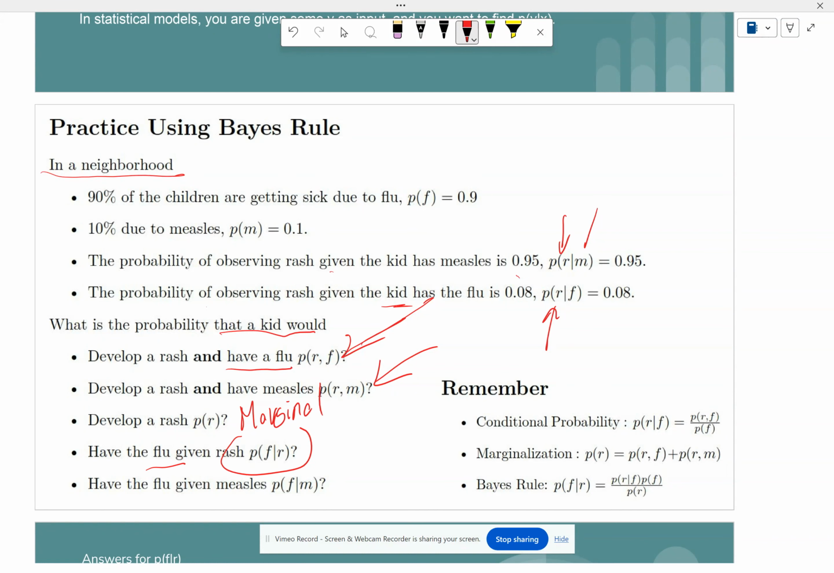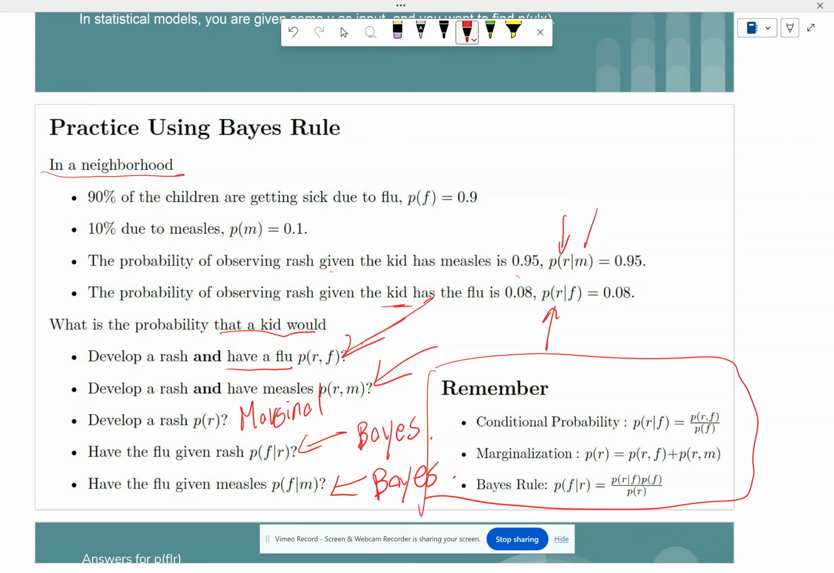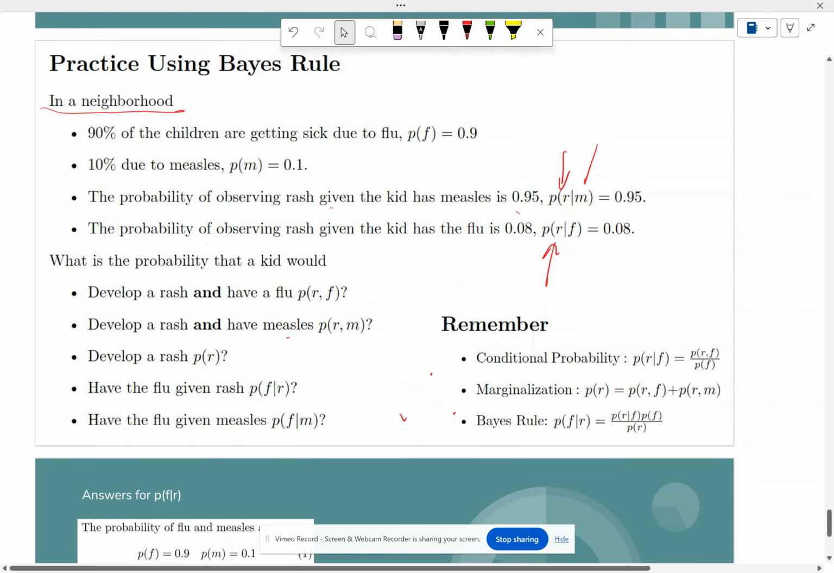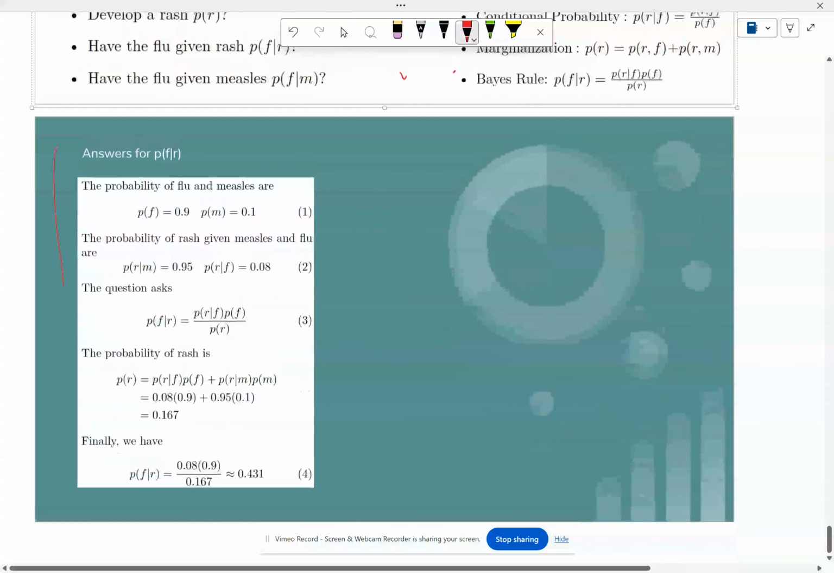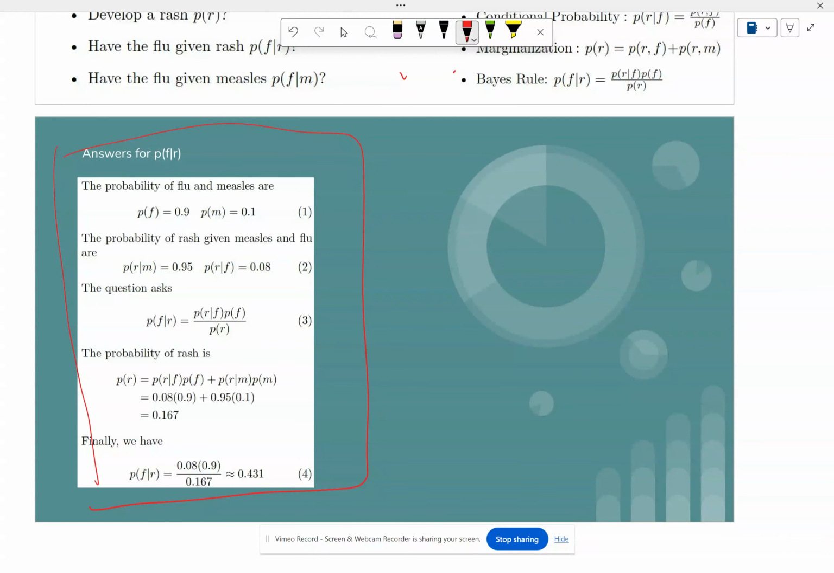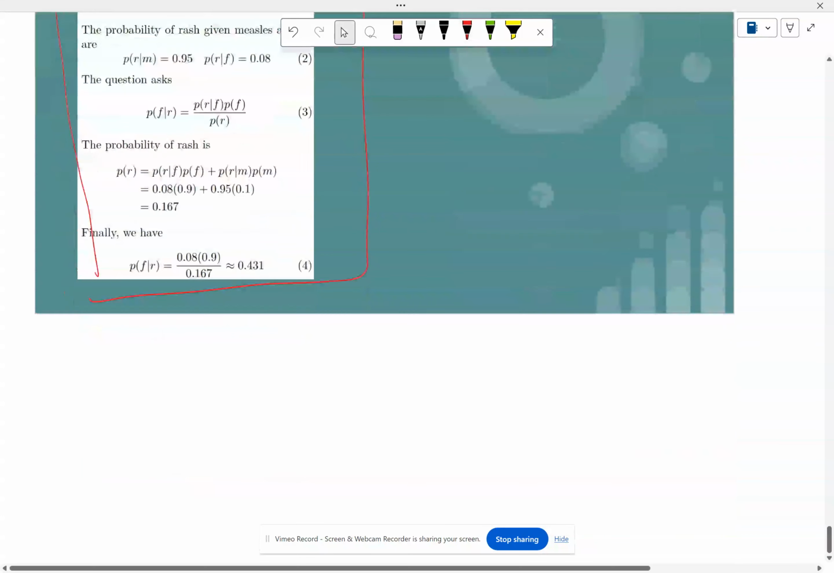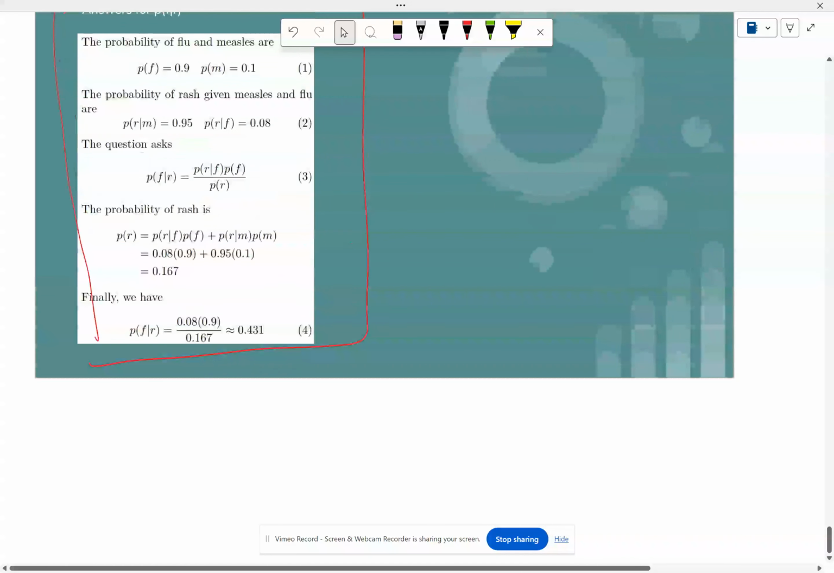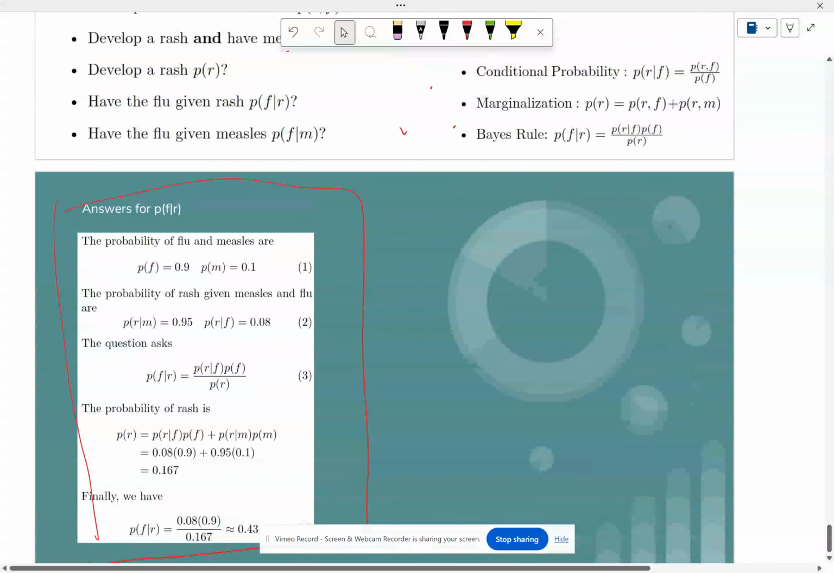And have the flu given a rash. This one requires you to know the Bayes rule, and so does this one. Okay, so try to remember this. Give it a try and see if you can calculate this. I have provided the answer here. Take your time, study the logic and see if you can reproduce this. Is this it? I guess this is it. Well, in that case, this is the lecture for today. I will see you next time.